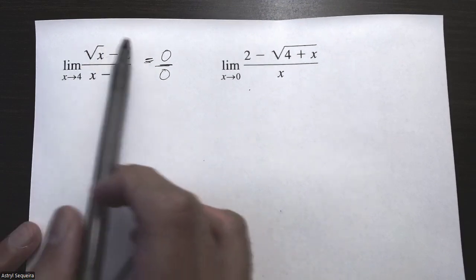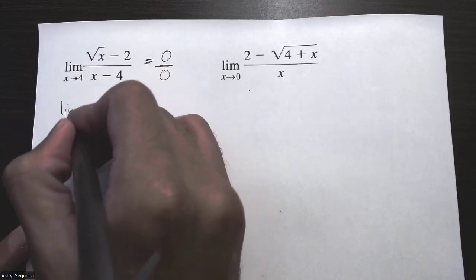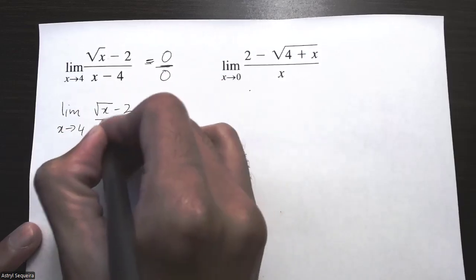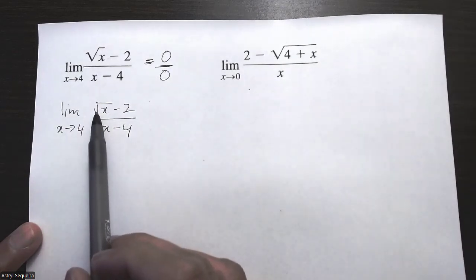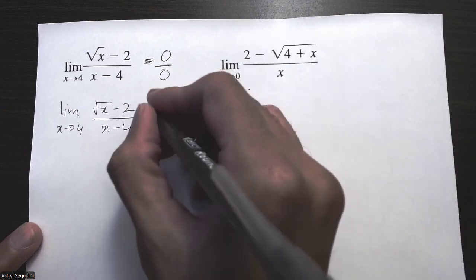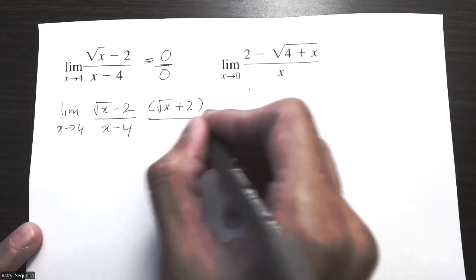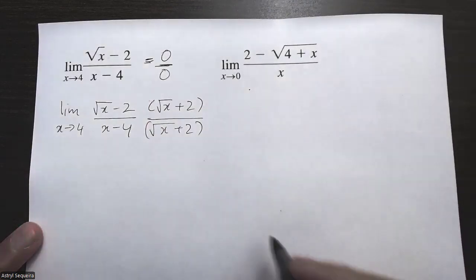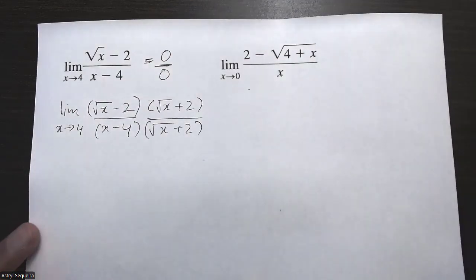So in order to rationalize this square root, I'm going to multiply both the top and bottom. Let me just write the question to begin with. I'm going to multiply the top and bottom by the same thing with the square root, but I'm going to change the sign on the outside. I'm going to multiply the top and bottom by root x plus 2 to rationalize. Now keep in mind that everything is going to be in brackets here because we're going to FOIL out all our terms.